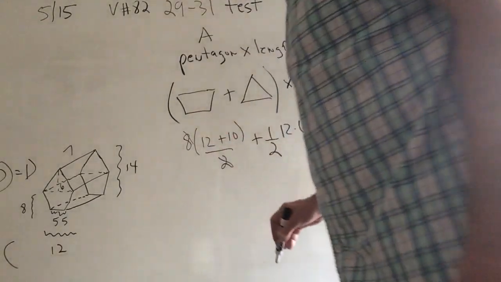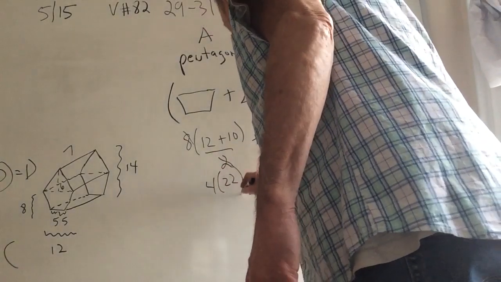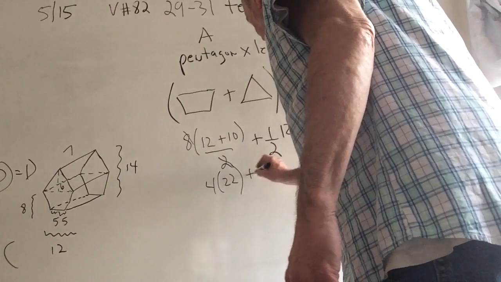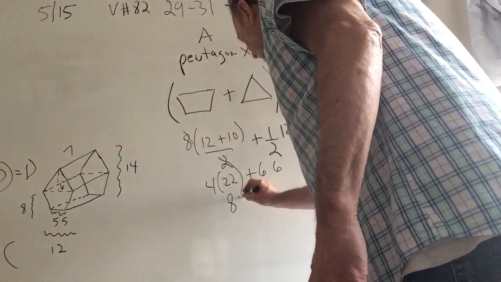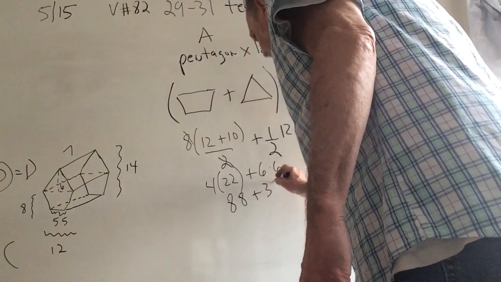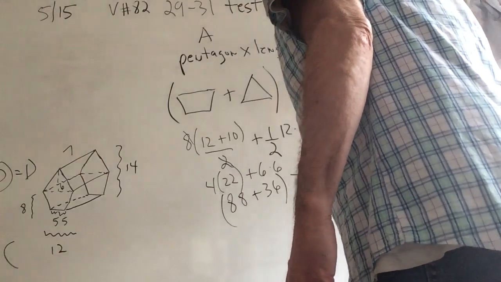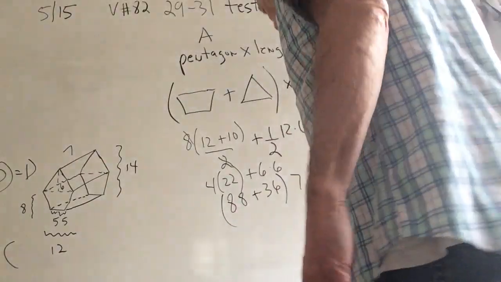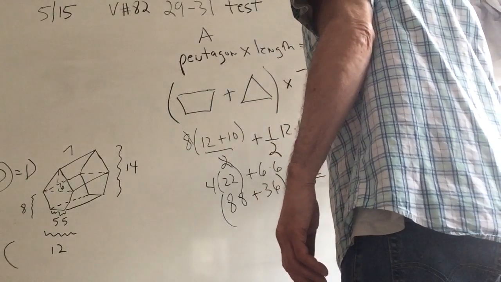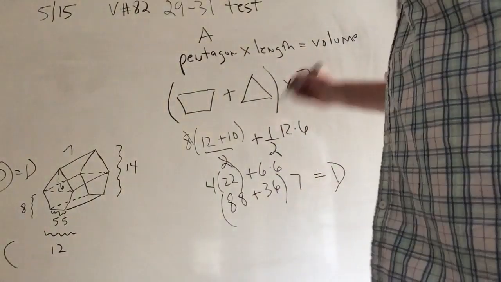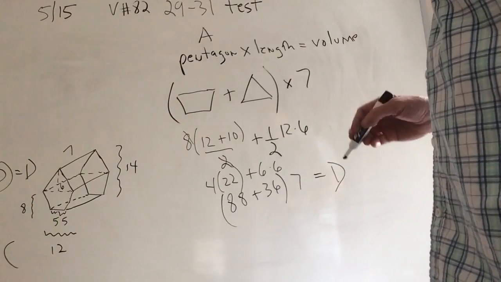We cancel here, and we get 4 times 22, and then we'll just take plus 6 times 6, and then that turns out to be 88 plus 36, and then that would be times 7. So all I have to do is put that in the calculator, and when I put that in the calculator, I come up with choice D. And you can check me. I don't think you need me to do all that stuff.